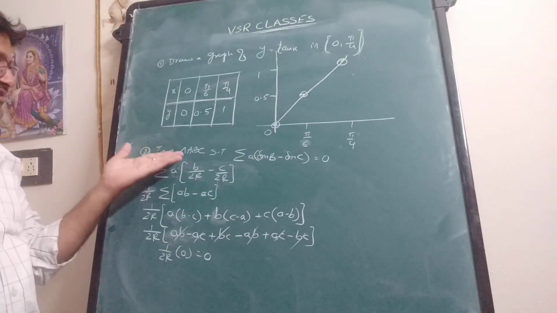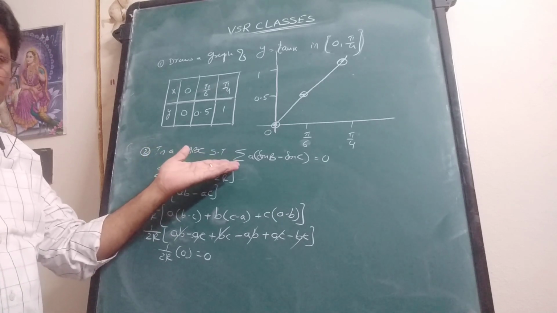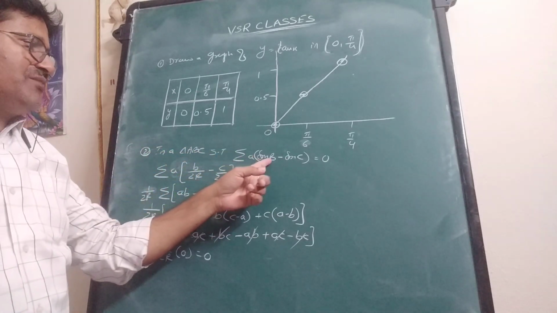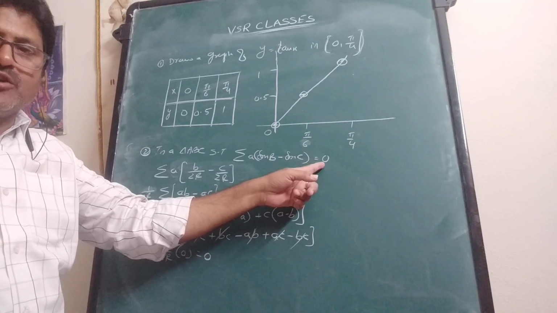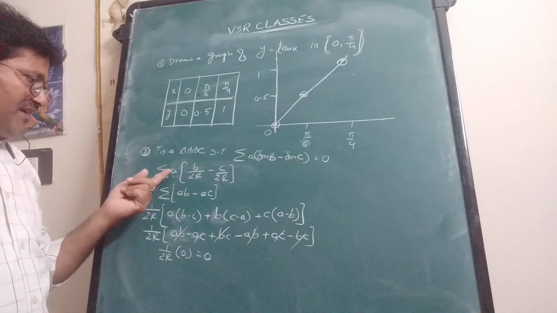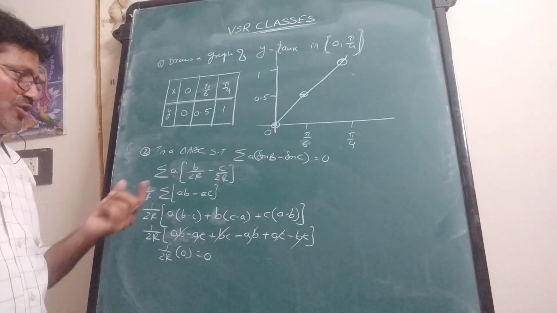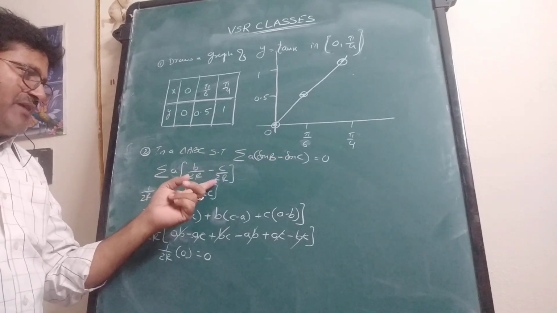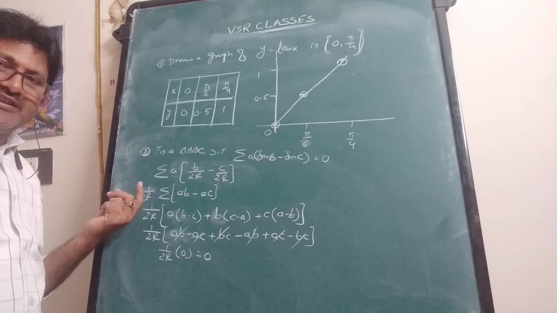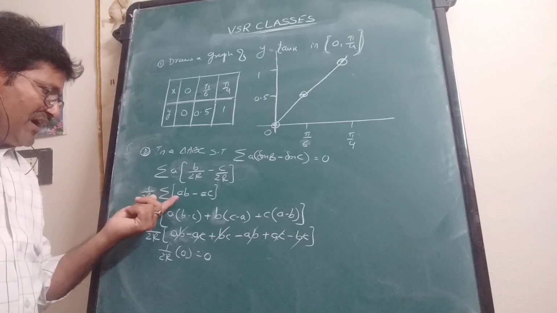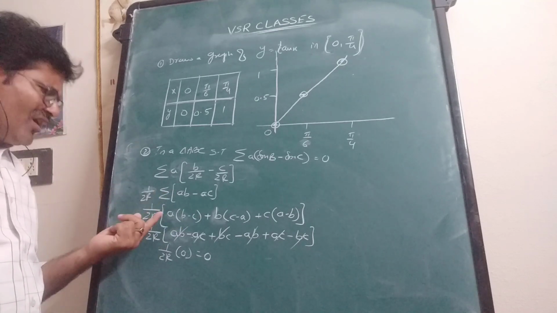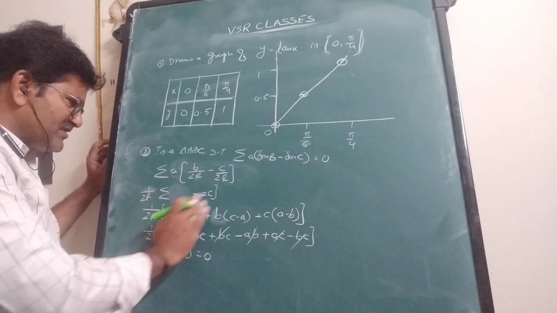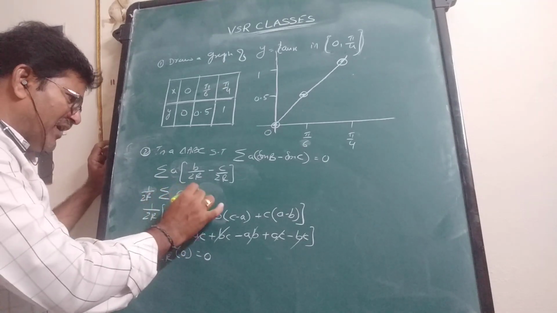Okay. In a triangle ABC, show that sigma a into sin B minus sin C is equal to 0. We have to show this. In sigma a, I can write by the sine rule, sin B as b by 2R, minus sin C, which can be written as c by 2R. I can take 1 by 2R totally common. So sigma ab minus ac, or otherwise you can keep it like this also, a into b minus c.